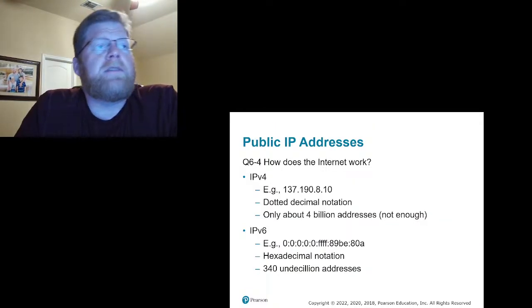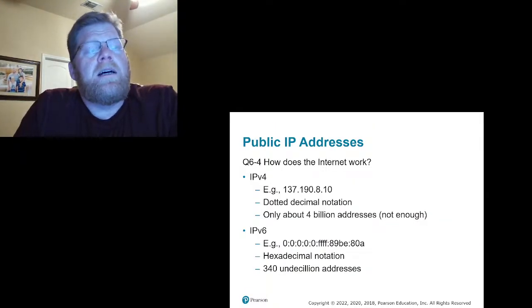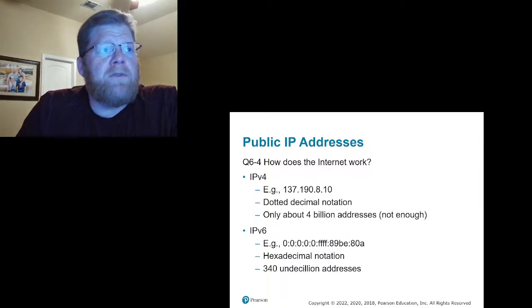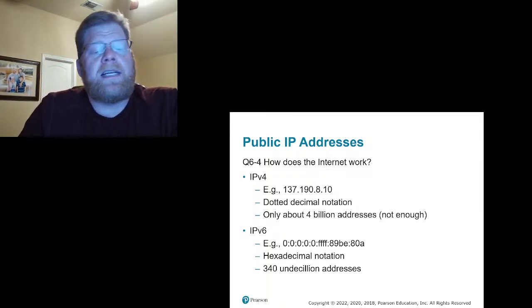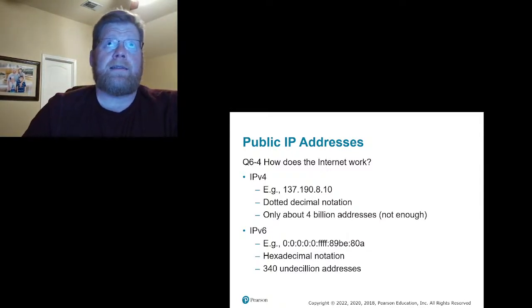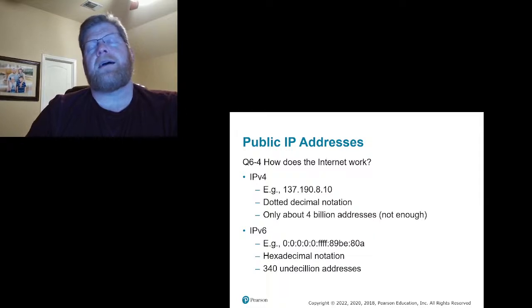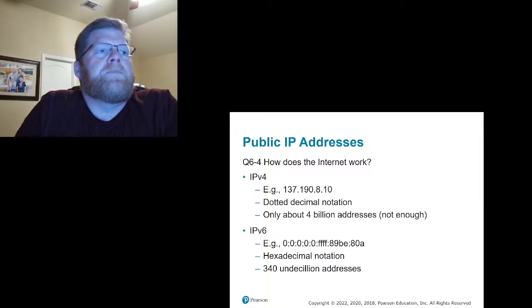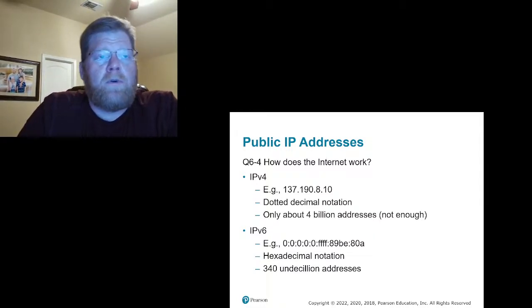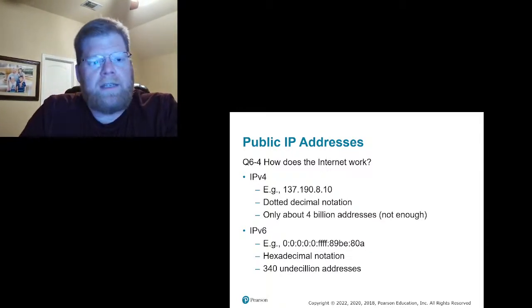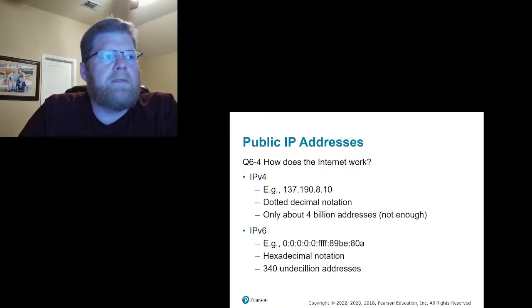So there are two different types of internet addresses. For the longest time, we've used IPv4, which is four sets of octet numbers, dotted decimal notation. There's only about 4 billion addresses. We do not have enough. We've been doing all that we can with a lot of really interesting methodologies to continue using them.